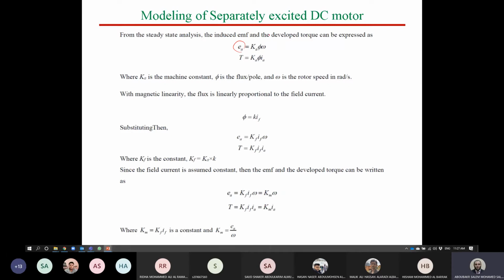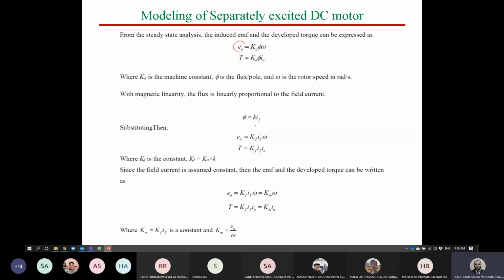Okay, but the value of R, F, and LF will not be considered in our circuit because here we have separately excited. So we will consider only the effect of field winding, which is the flux value. Now, we need to replace the flux with its main component. You know, flux is a function of the field current. So we can say now phi equals K multiplied by IF.